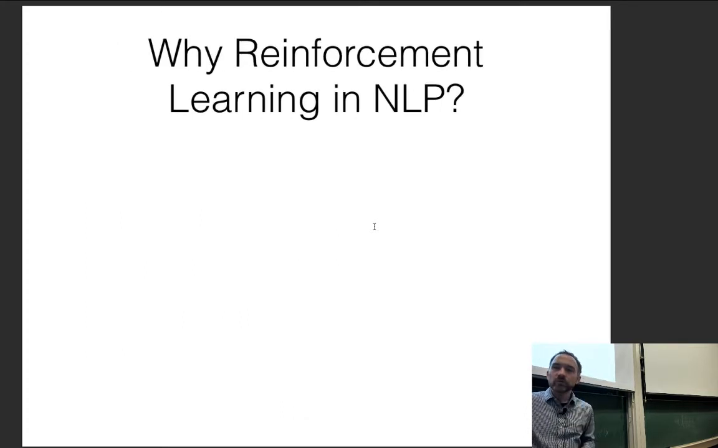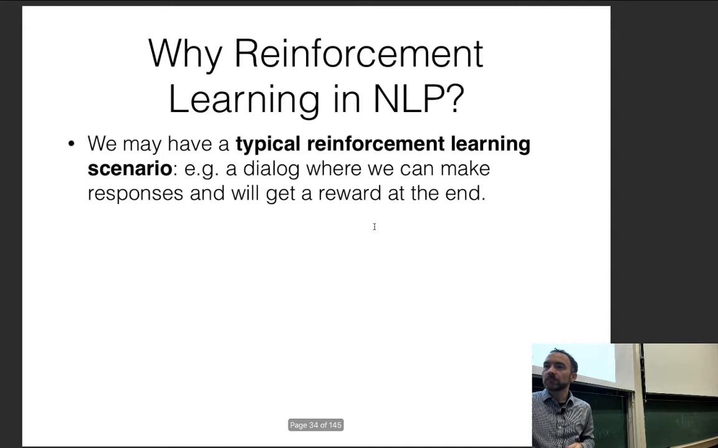So why would we want to use reinforcement learning in natural language processing? I think there's a lot of different reasons why we would want to do this. This is the minority of cases in NLP, but there are definitely cases where we have a standard reinforcement learning scenario. The standard scenario is, for example, a dialogue with a human where we make responses and we get a reward at the end. This is like the first application of reinforcement learning to NLP. It's still one of the most successful applications.